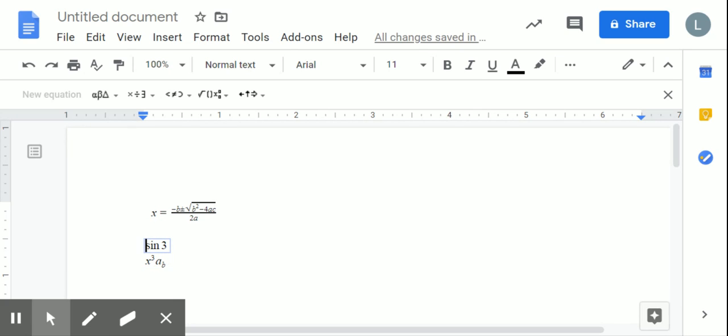So equation editor recognizes all the trigonometric functions, sine, cosine, tangent, and then a couple that we haven't talked about yet, but it will recognize all of those.